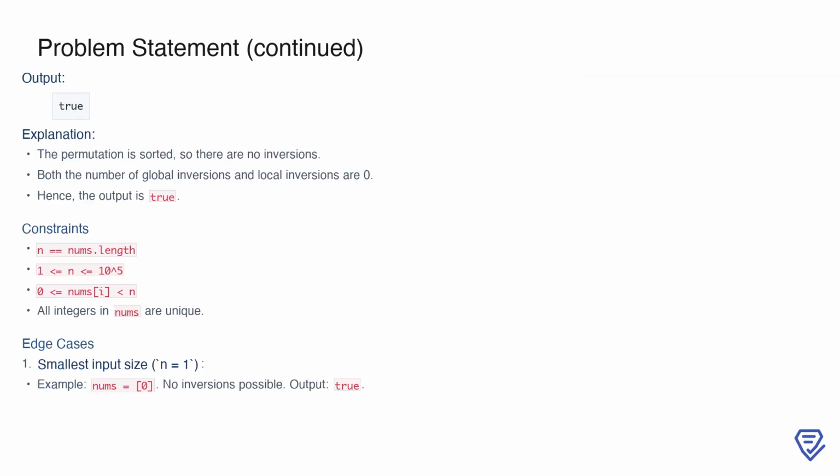In addition to these examples, the problem comes with some constraints and edge cases to consider. The constraints specify that the array nums has a length n such that 1 <= n <= 10^5. Each value in nums is unique, lies within the range 0 to n-1, and represents a valid permutation of the integers. For edge cases, when n equals 1, such as nums equals [0], there are no possible inversions, so the output is true. Similarly, if the permutation is completely sorted, like nums equals [0, 1, 2, ..., n-1], there are no inversions of any type, and the output is also true.